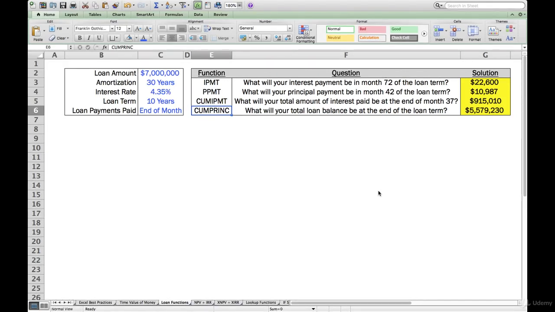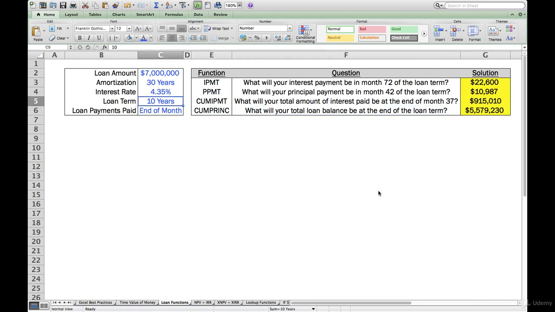In this lesson, we're going to be going over the cumulative principal payment, or CUMPRINC. So this question is pretty straightforward again, and very similar to the last one. What will your total loan balance be at the end of the loan term? So instead of asking how much you have paid in interest or in principal up to this point, we actually want to work backwards to know what the total loan balance will be at the end of the loan term. So this is a little bit more tricky, and this is where that loan term comes in.